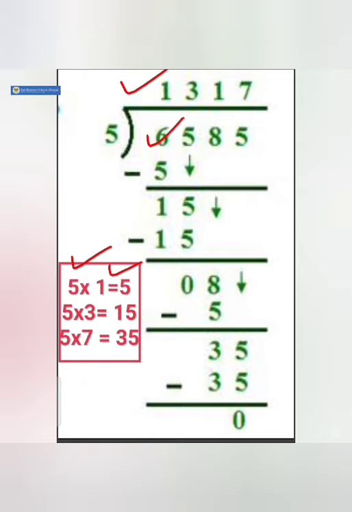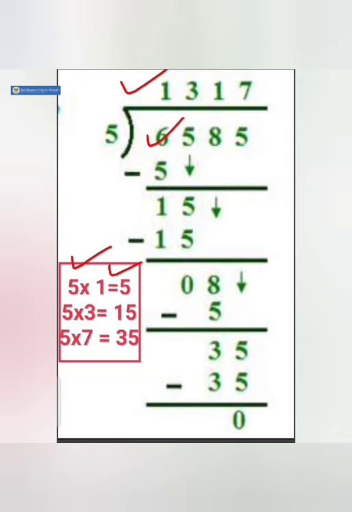So 5 is smaller than 6, also very close to 6. So we can take away 5, which is present in the table of 5, from 6. So 6 minus 5 would be 1. Now bring down another number here, and the new number formed is 15.